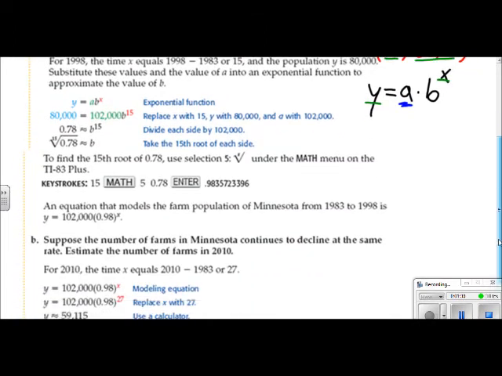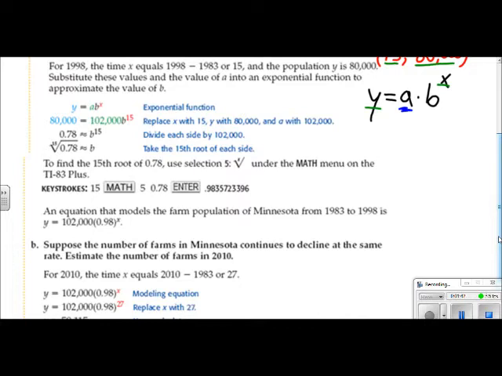So let's take a look down at their work here and see what they've got. They did pretty much the same thing we did. They plugged in 80,000 for y, 15 for x, and an initial value of 102,000. Now they need to just solve for b. So when they do that, they divide 80,000 by 102,000, and they get 0.78 equals b to the 15th power. Take the 15th root of 0.78, and that should get you about 0.98. Yep, this number right here. So that's our b value. That's what we're growing by.